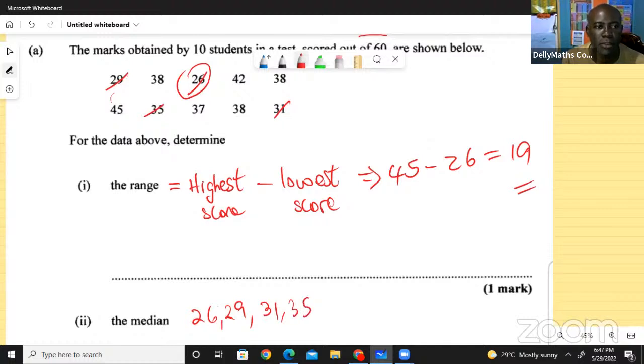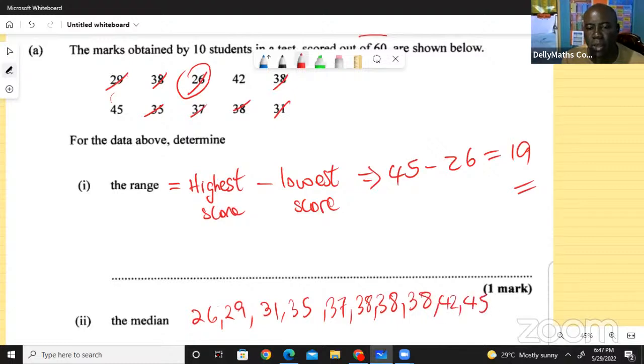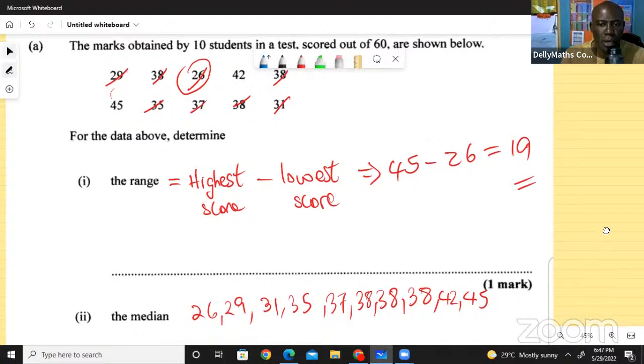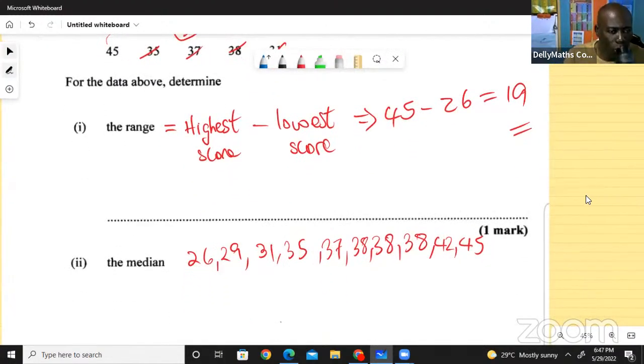And then I'm seeing 37, 38, and then another 38, yeah. And then I'm seeing a 42 and a 45, all right? So just making sure, I'm going to count to make sure it's 10. 1, 2, 3, 4, 5, 6, 7, 8, 9, 10. So now I'm sure that there are 10 scores there, and they're in ascending order.